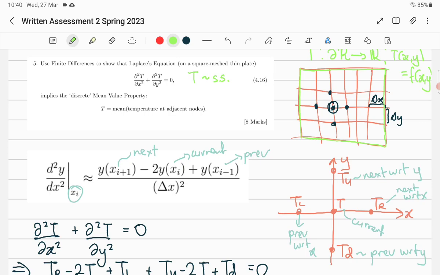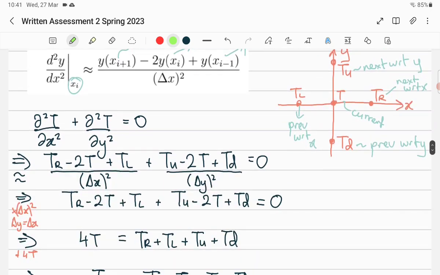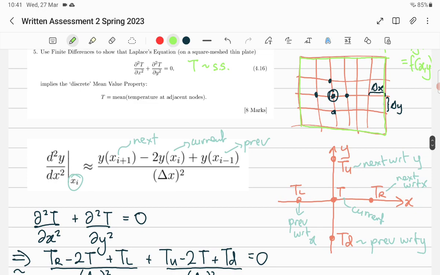So square meshed means that the plate is meshed into squares. That picture on the right is not in squares, but it should be. So delta x equals delta y. That should be written somewhere. Yeah, it's kind of assumed down there, but we're taking that these two are equal as distances.